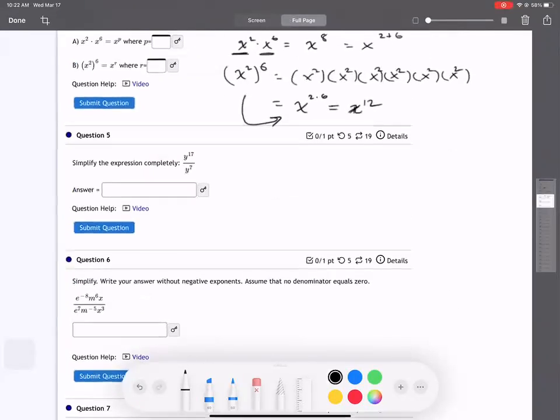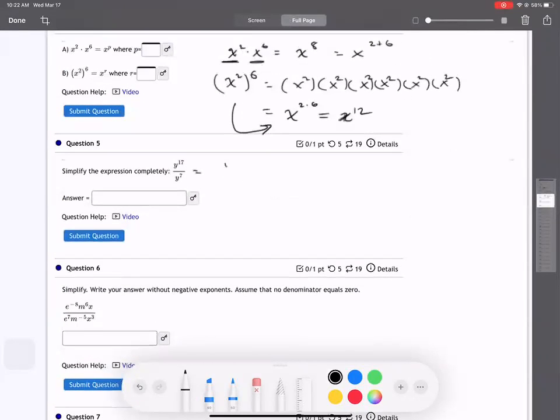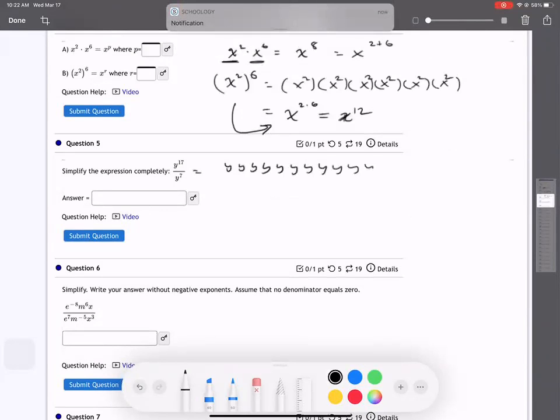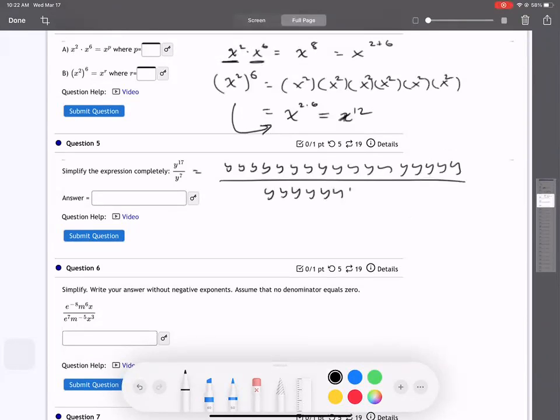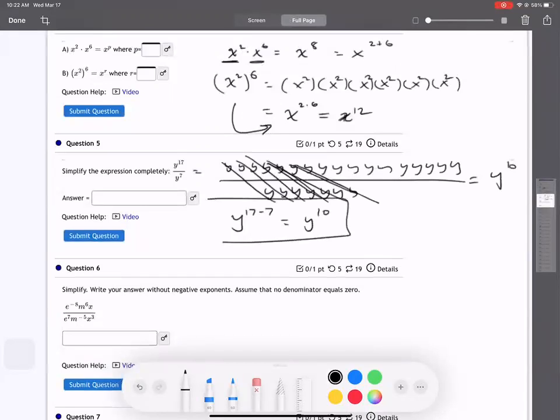Okay, next question, you can do this a couple different ways. You can write out 1, 2, 3, 4, 5, 6, 7, 8, 9, 10, 11, 12, 13, 14, 15, 16, 17, and 1, 2, 3, 4, 5, 6, 7, which is a waste of our time. We would get rid of 7 of these, whatever that would be. How many would be left? You can see that y to the 10 would be left. But please, instead, we can write this as y to the 17 minus 7 is y to the 10. This is the work you need to show.